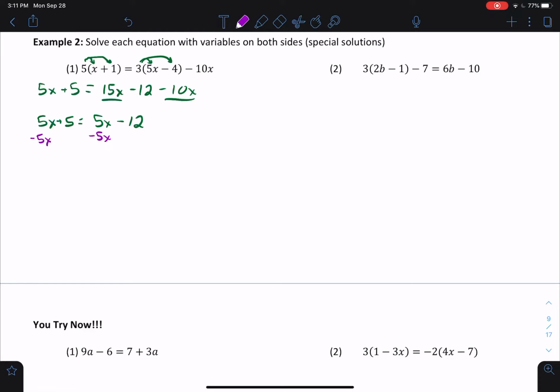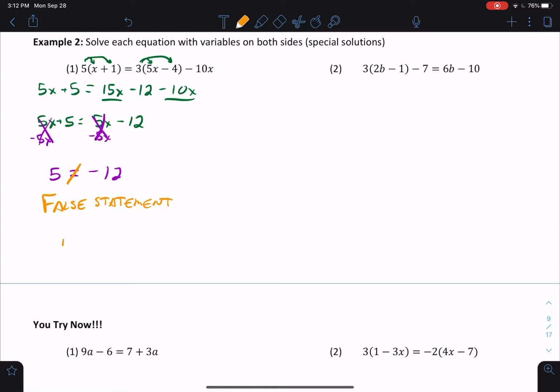But here's an issue. Notice what happens. Our x's cancel out on both sides, leaving me with 5 equals negative 12, which is not true. Okay, this is a false statement. All right, 5 will never equal negative 12. The variables canceled out, and what we were left with is a false statement.